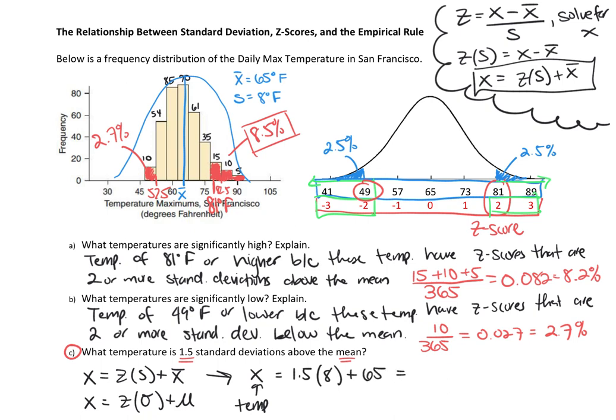If you do that calculation, 1.5 times 8 gives us 12. 12 plus 65 gives us 77 degrees Fahrenheit. So this is telling us that a temperature of 77 degrees Fahrenheit is 1.5 standard deviations above the mean. And if we go back to this bell-shaped curve on the right here, I'm going to use yellow here. It might be hard to see, but we can see that it makes sense that this answer is correct because 77 is between 73 and 81, and then we can see that that is between 1 and 2, so 1.5 is somewhere in between, okay?